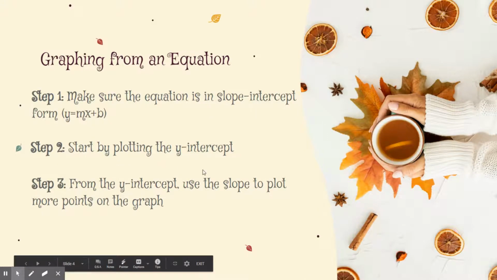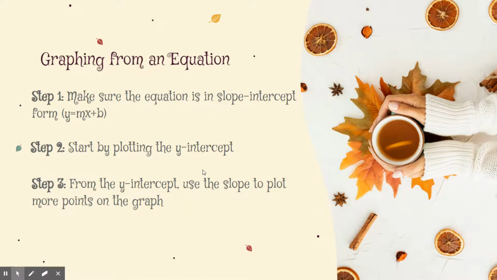So if you graph from an equation, you need to do these 3 steps. You need to make sure your equation's in slope-intercept form, which is y equals mx plus b. Then you have to start by plotting the y-intercept. Then from the y-intercept, you use the slope to plot more points on the graph.